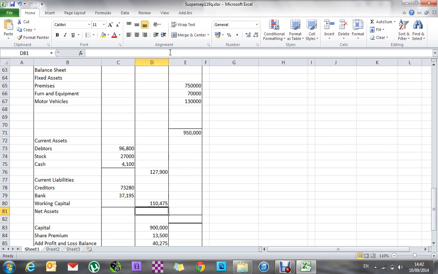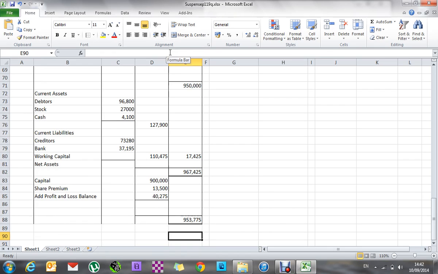And then my working capital is going to be that number: the current assets take away my current liabilities, as I would have done before. And then the net assets figure is 950 plus that. And I'm out by a small amount. Let's see if I've missed a particular figure.